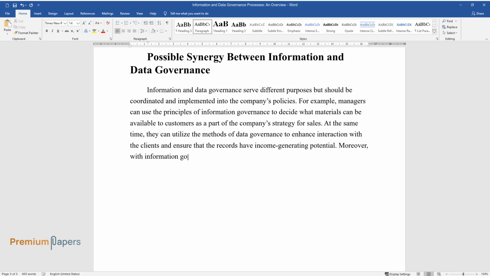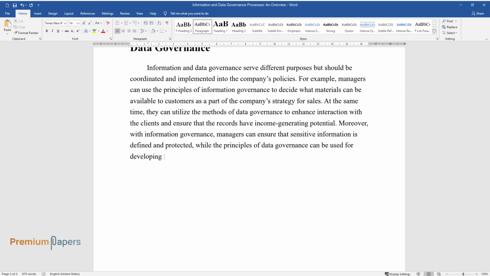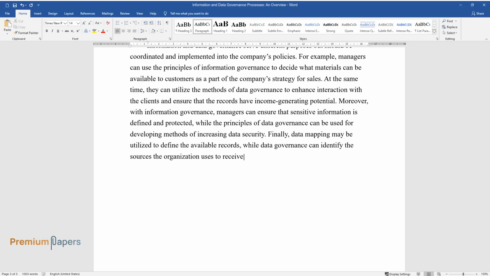Moreover, with information governance, managers can ensure that sensitive information is defined and protected, while the principles of data governance can be used for developing methods of increasing data security. Finally, data mapping may be utilized to define the available records, while data governance can identify the sources the organization uses to receive the facts.